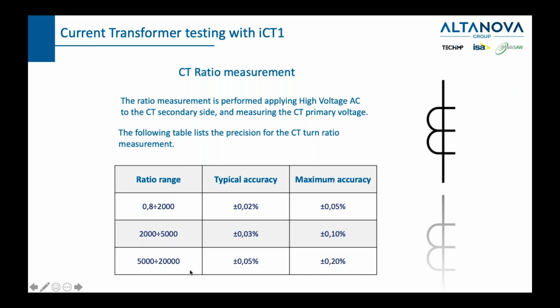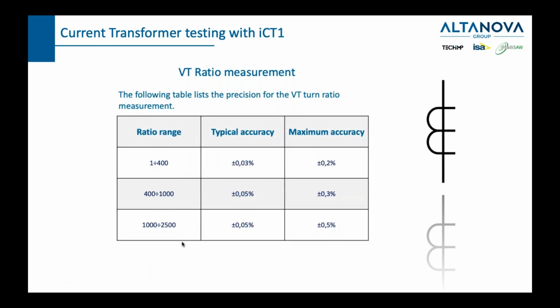The other ratios also have a high accuracy, somewhat less than the first one, but you will not often find these ratios. So it is a very precise instrument. The same goes for VT ratio testing, 0.03 to 0.2 for the first ratio range.